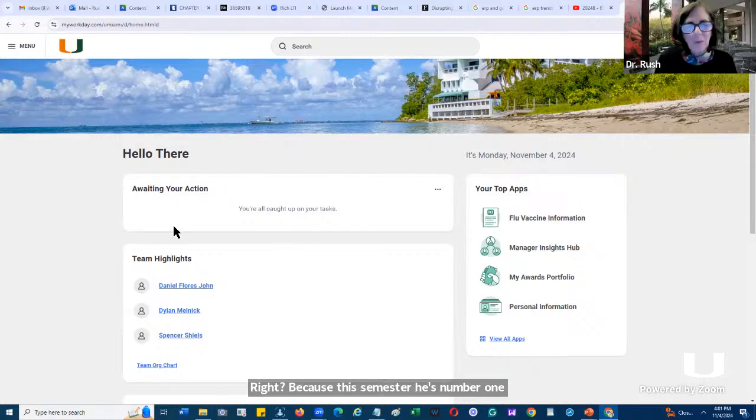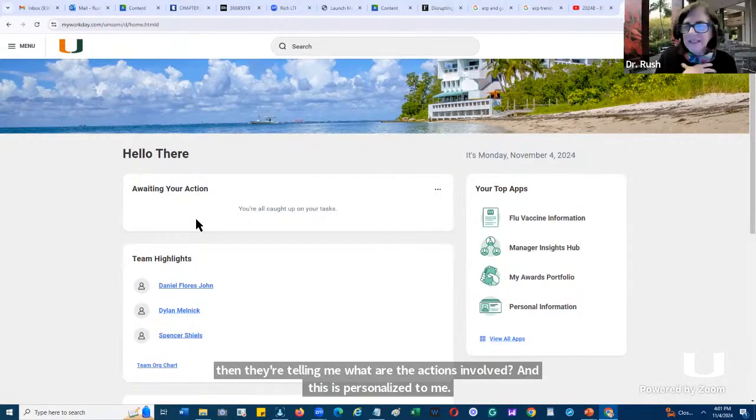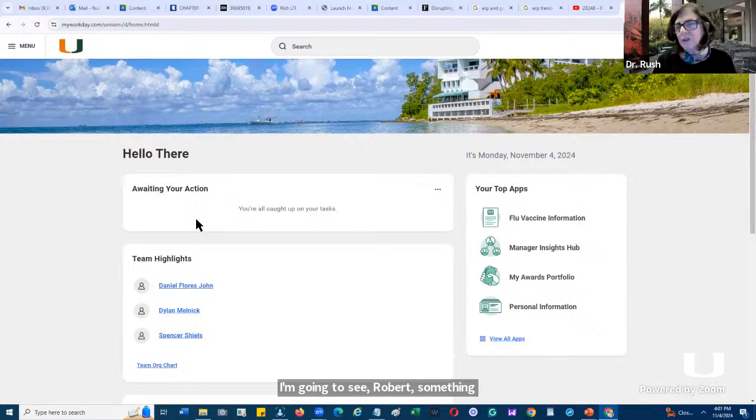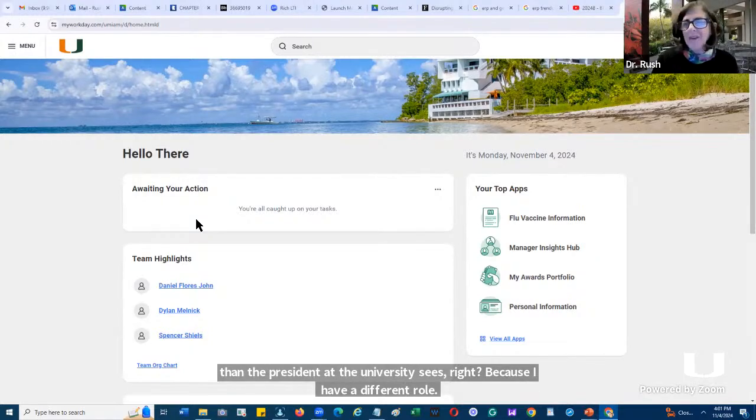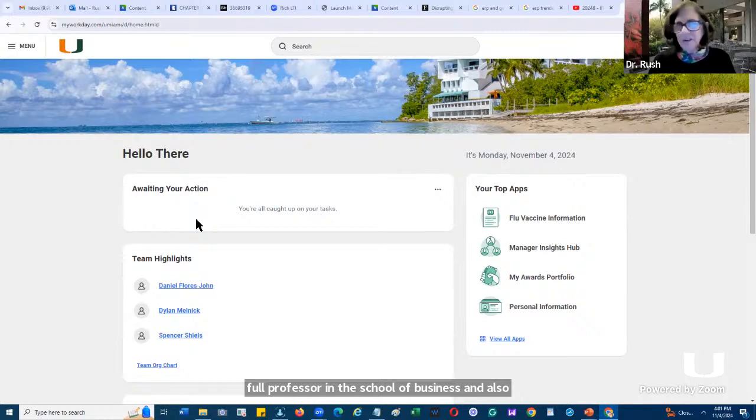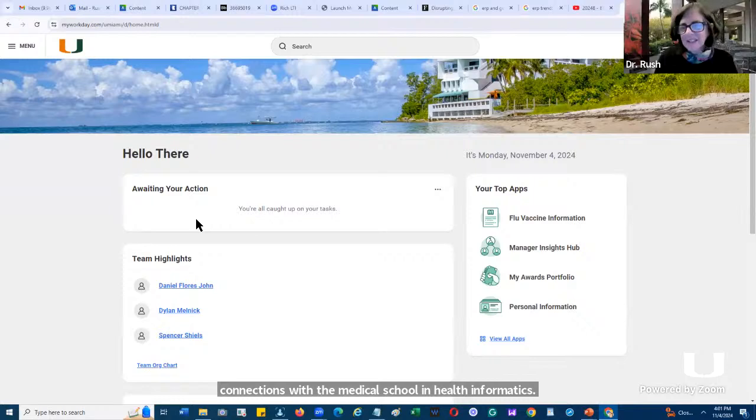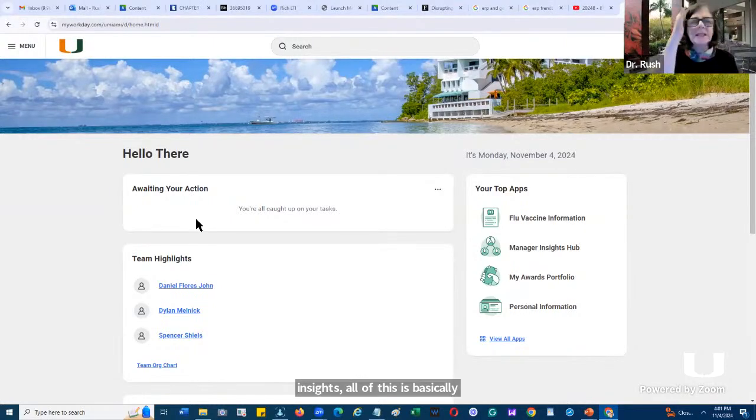And then they're telling me what the actions involved are. And this is personalized to me. I'm going to see, Robert, something completely different than the president of the university sees, because I have a different role. I'm a full professor in the School of Business, and I also have connections with the medical school in health informatics. But I have a different role. And then they have my awards, insights. All of this is basically all of HR, and this is cloud based for Workday.